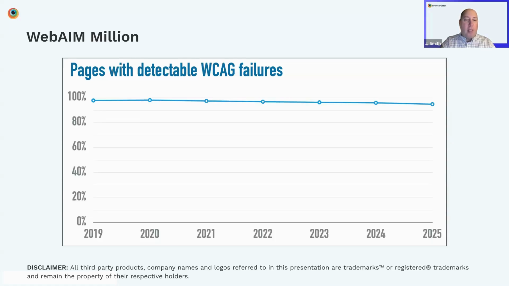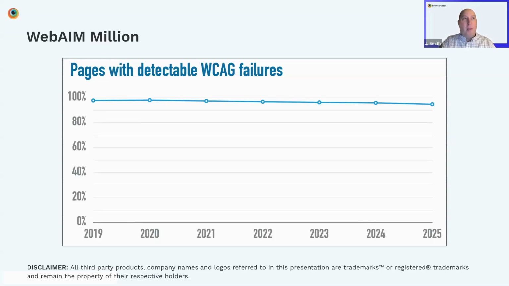And that's down from 97.8% in 2019. So we've seen about a 3% improvement over the course of the last 6-7 years, right? Very, very slow improvements as far as overall detectable issues.